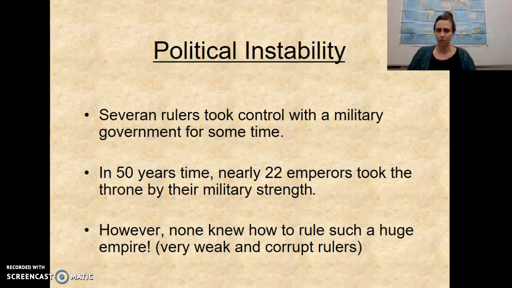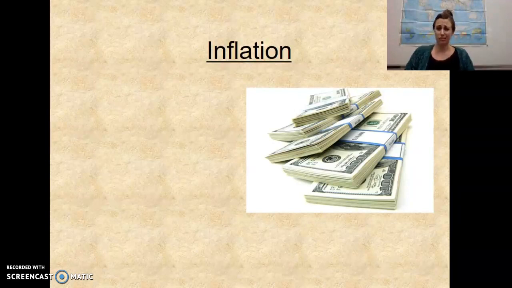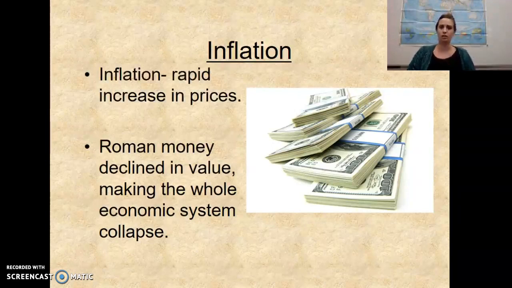And if you don't have someone who can manage resources wisely, you're in trouble, okay? Speaking of resources, inflation, okay? I'm sure we know what inflation is by now. I hope so. If not, pay attention, right? Inflation is the rapid increase in prices. So as Roman money declined in value, the whole economic system starts to collapse.